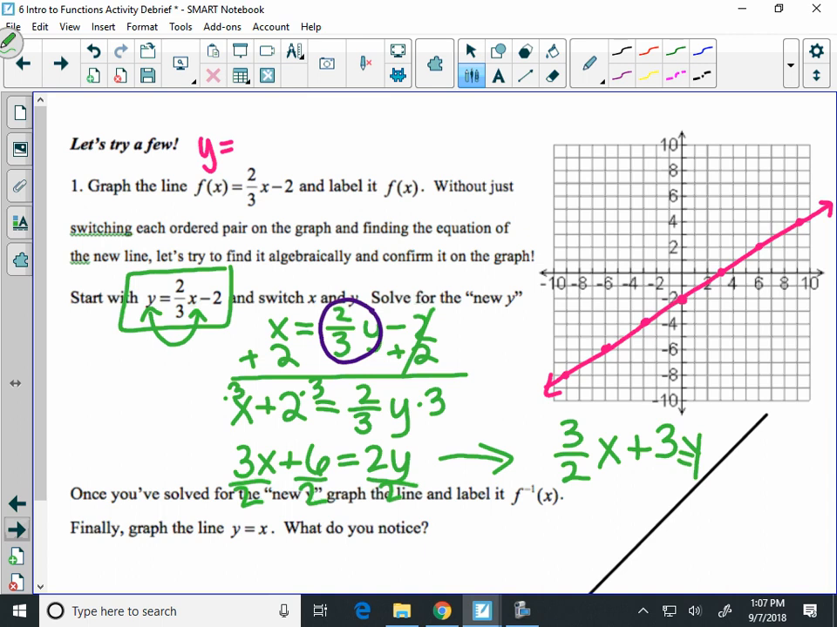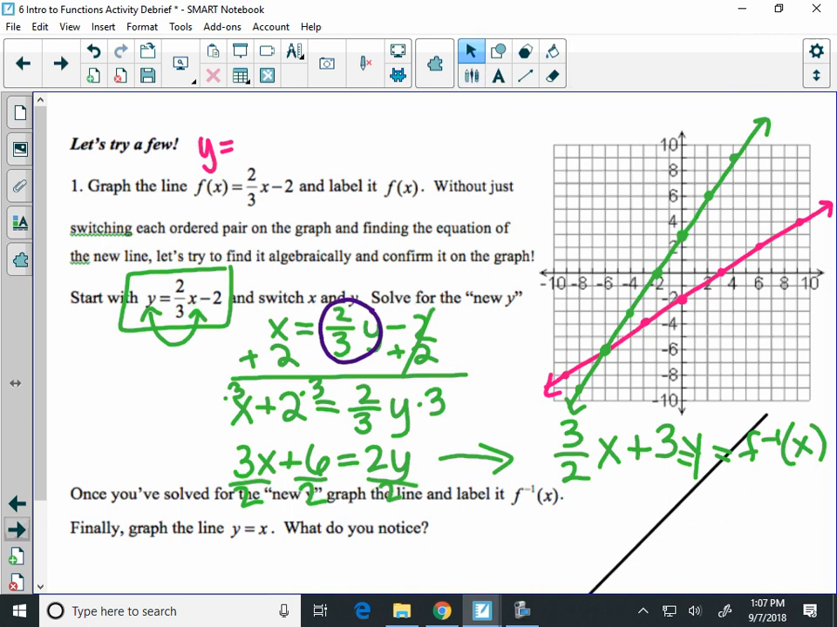y. Now we want to be formal here because it says right underneath, once you've solved for that new y, we're going to call that f inverse of x. Just to be formal, we're going to call it f inverse of x. Let's graph that line on the graph, and then let's talk about what we see. All right, so this time we're going to start at 3, go up 3/2. And you can connect that one. Okay. So you get 2 lines. The green one is my inverse. What kind of things do you notice about those 2 lines?